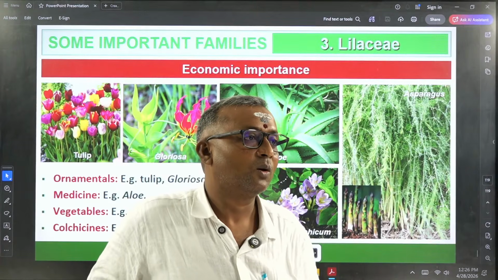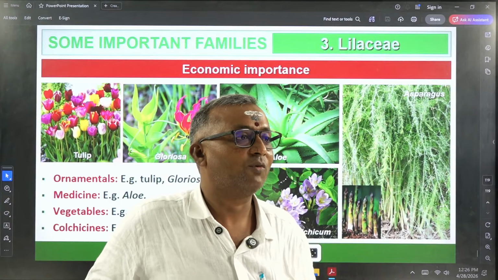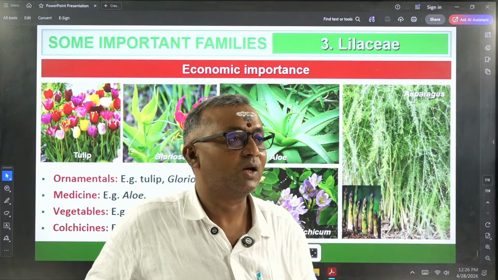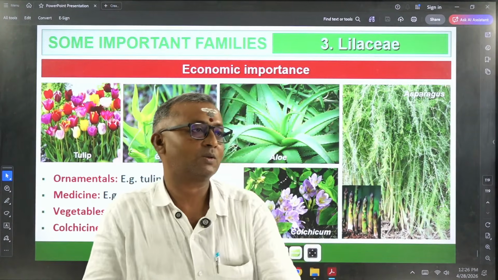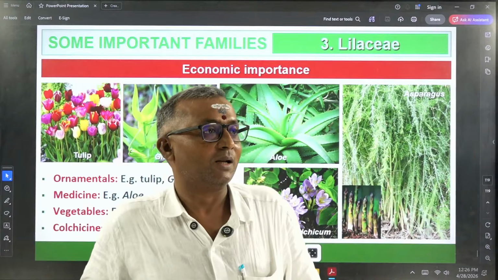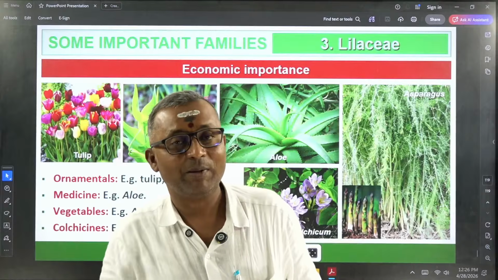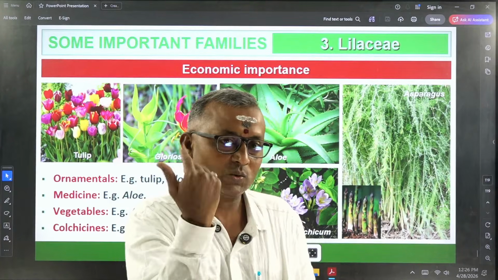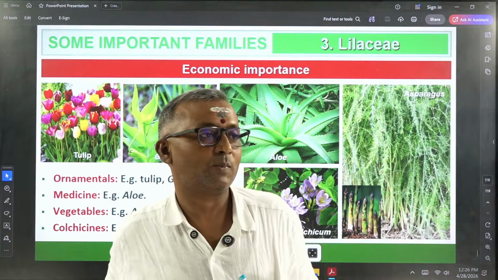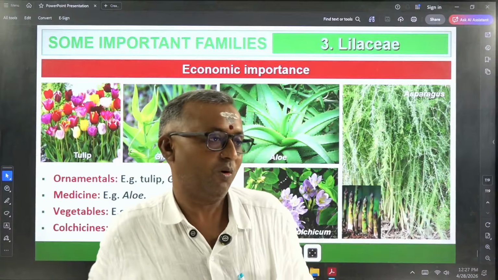Kurra Anuradha asks: in floral formula, instead of K2 plus 2, why can we not write K4? Yes, good question. Let me tell. K2 plus 2 is given because the sepals are present in two whorls. If they are present in two whorls, two circles, then it is represented as 2 plus 2. If it is present in one whorl, then we will write only K4.